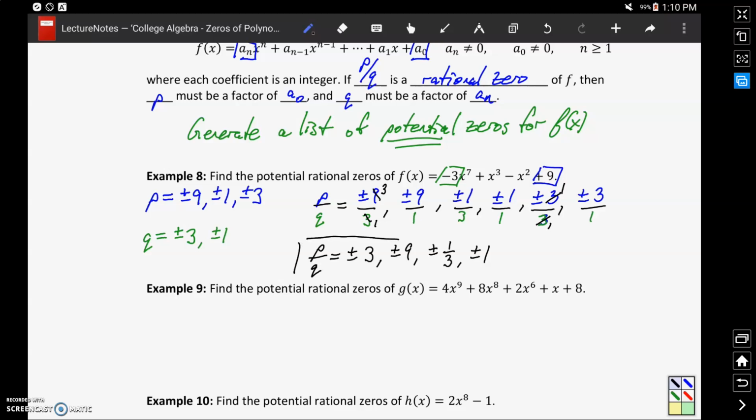So this list of values for p over q, this list of rational numbers, are all values that are potential zeros for that given function. What we would need to do then, and what we'll get to soon, is plugging all of those values in until we identify one of those as a zero for the given function.